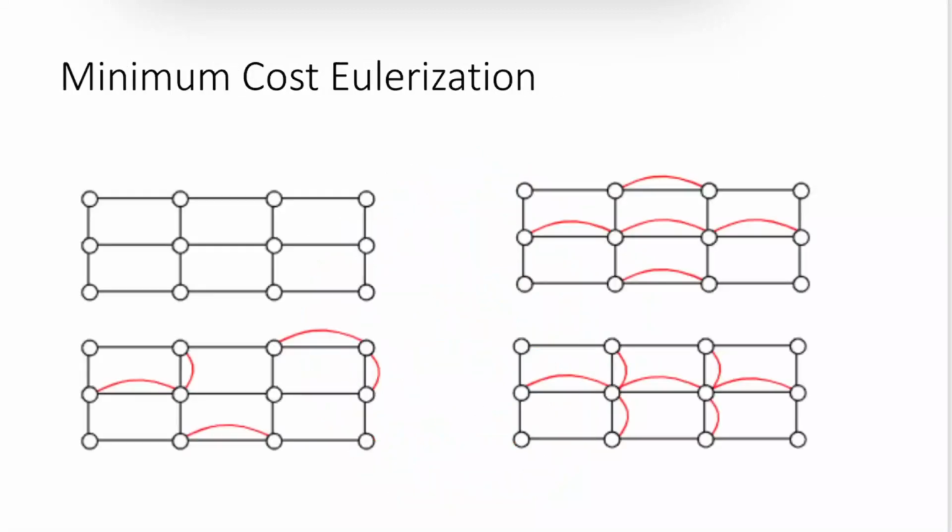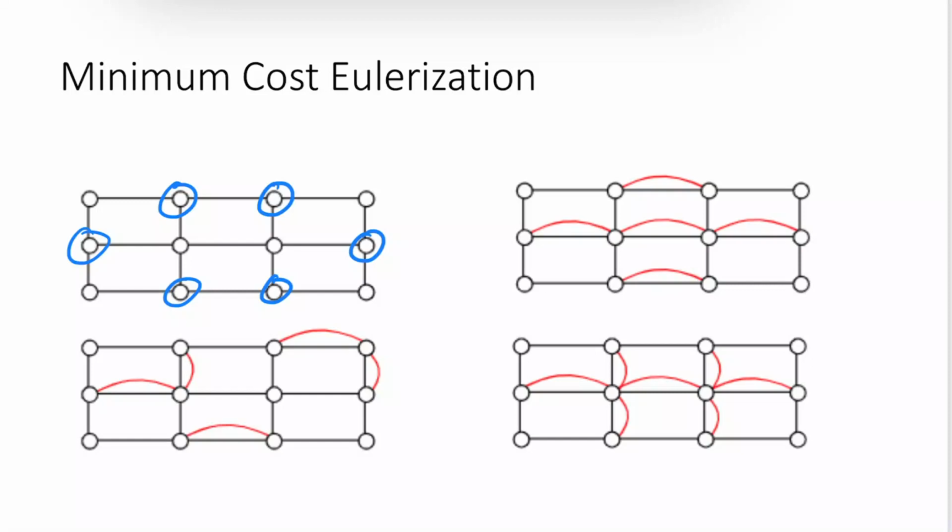Another topic that you'll see on your assignments is the idea of a minimum cost Eulerization. So if we look at this first graph, it doesn't have an Euler circuit in it because basically those 6 vertices do not have an even degree. And so those are kind of like the problem vertices. And these other graphs show several different Eulerizations that are possible, because each one of these other graphs has an even degree on all of its vertices.